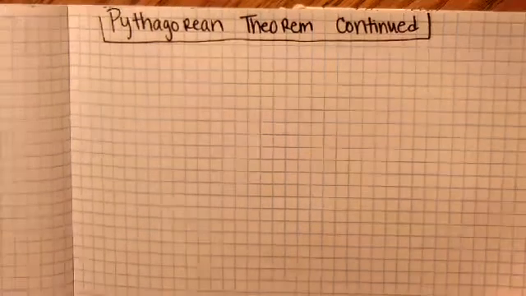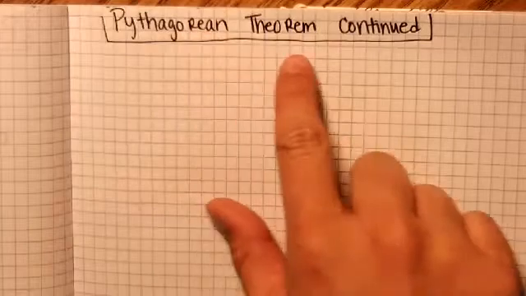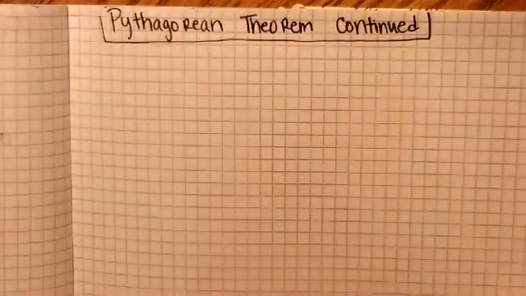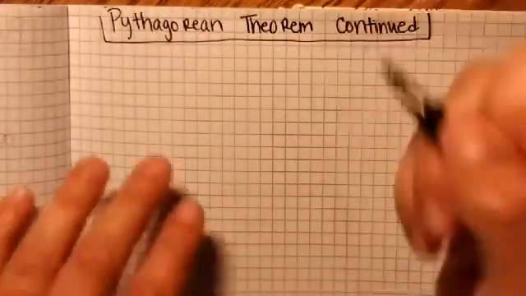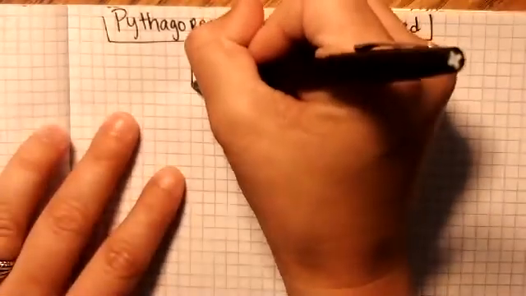Hi, everybody. We are going to continue learning about Pythagorean theorem. So this is Pythagorean theorem continued. Go ahead and write that down. If you do need to pause the video, you can do so. We're going to start again with our right triangle.